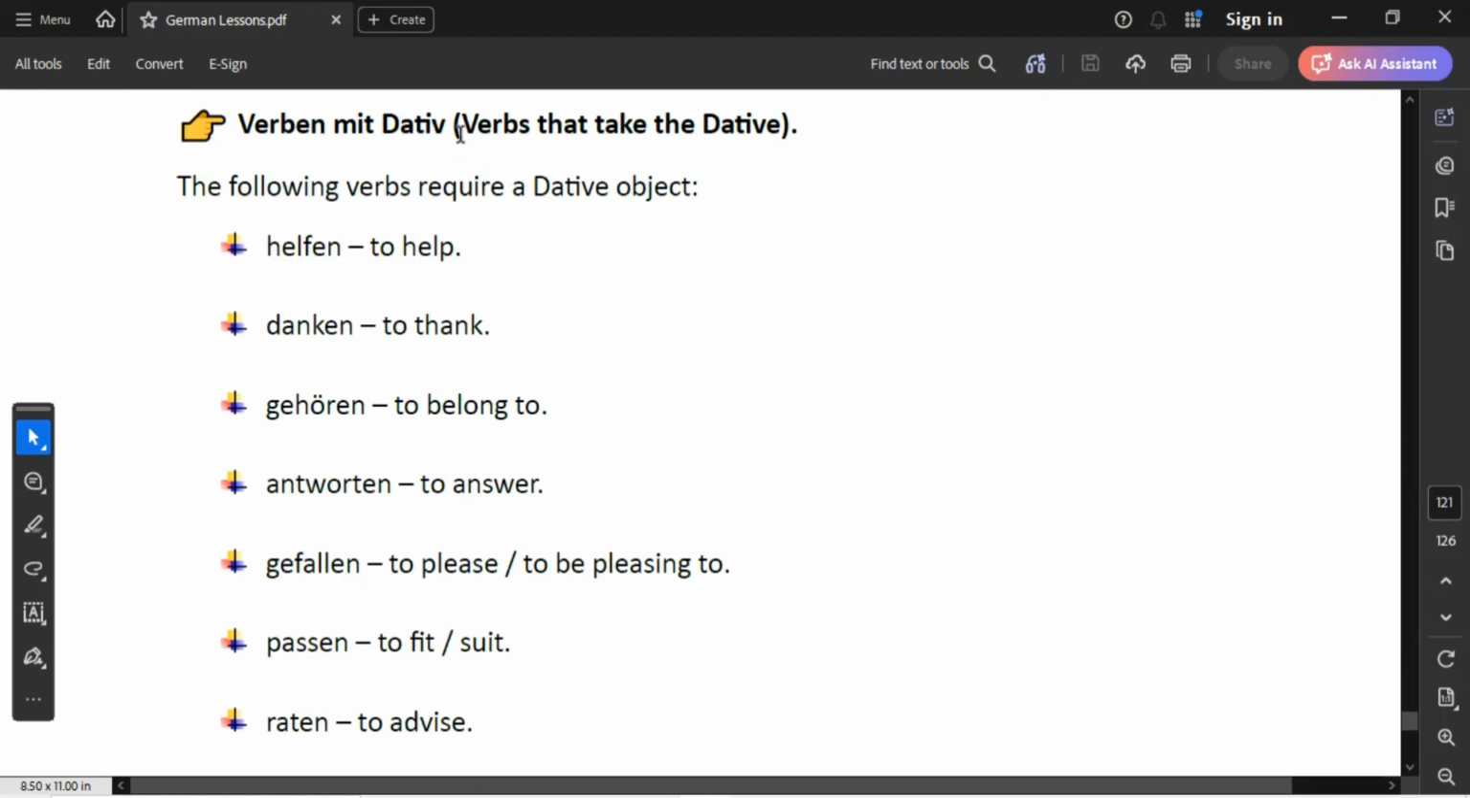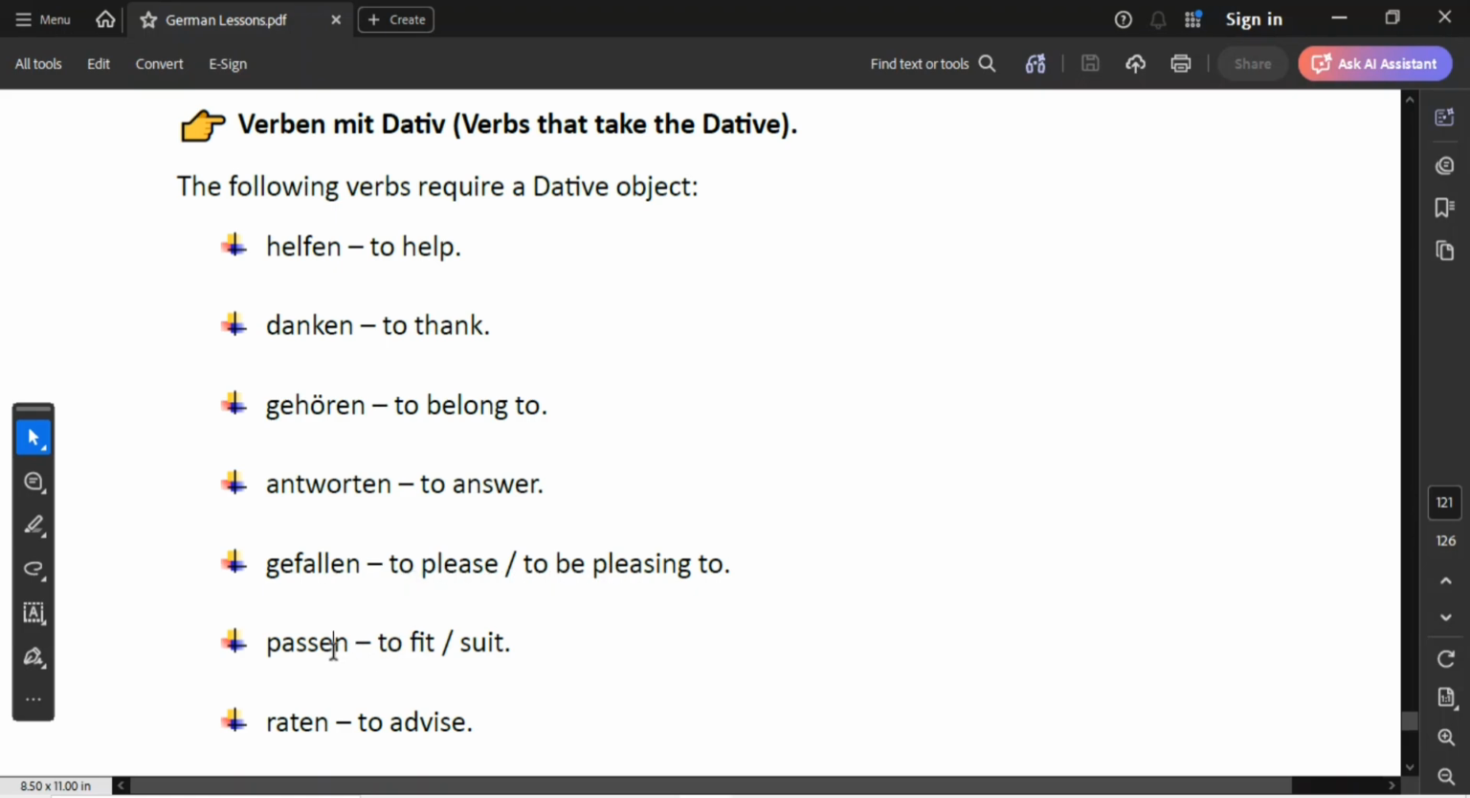Verben mit Dativ, verbs that take the dative case. The following verbs require a dative object. We have helfen, which means to help. We have danken, which means to thank. We have gehören, which means to belong to. We have antworten, which means to answer. We have gefallen, which means to please or to be pleasing to.